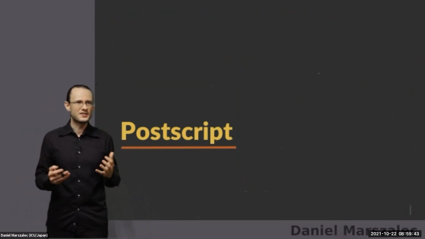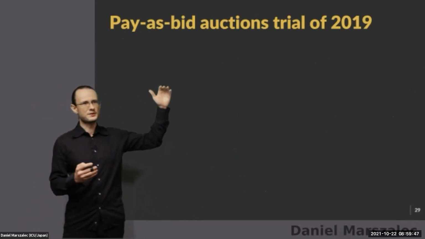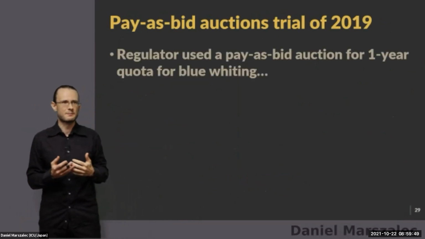Okay, so in the last minute or so, let's talk a little bit about what happened next. So eventually the regulators read an early draft of this paper, and in 2019 they decided to try pay-as-bid auctions.